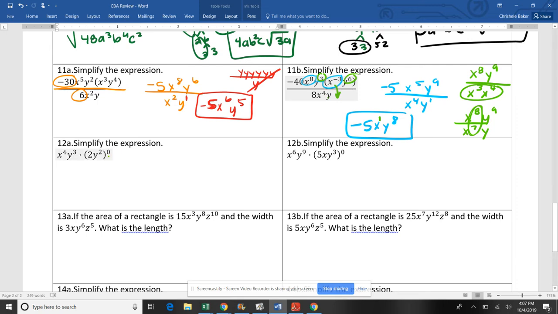When I have a 0 power on a quantity, that whole entire quantity is equal to 1. And we know when we multiply by 1, that doesn't mean we change our answer at all. Times 1 just means itself. X to the 4th and y to the 3rd, those are different variables, so there's nothing I can do to further combine those. Same thing over here. This is x to the 6th, y to the 9th times 1. So that's just x to the 6th, y to the 9th.